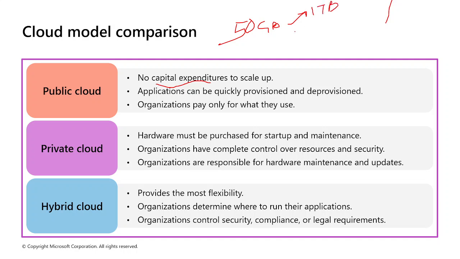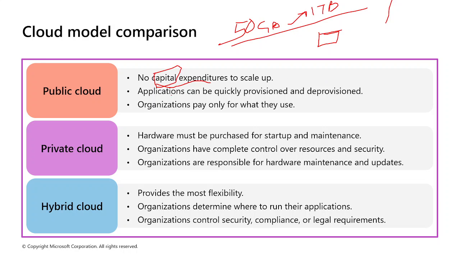Because your business has increased, you don't need to carry out any capital expenditure. What it means is that you don't need money to buy any physical gadgets. You just scale up, right? You just increase your usage, and then you'll be billed based on the current size you have, and nothing actually goes to waste. So applications can be quickly provisioned and deprovisioned. For example, I can decide to build a VM now, use it for a test, and then deprovision it immediately within an hour. So that's possible.